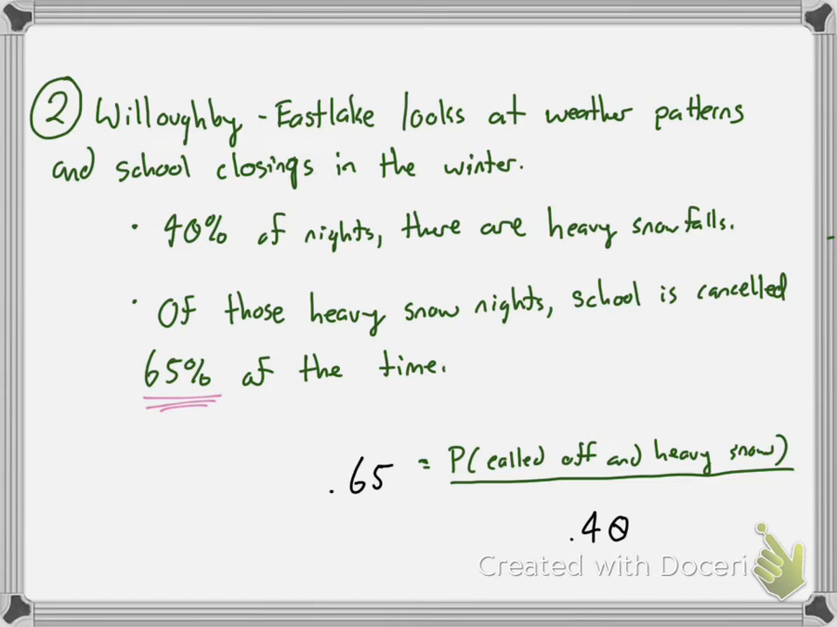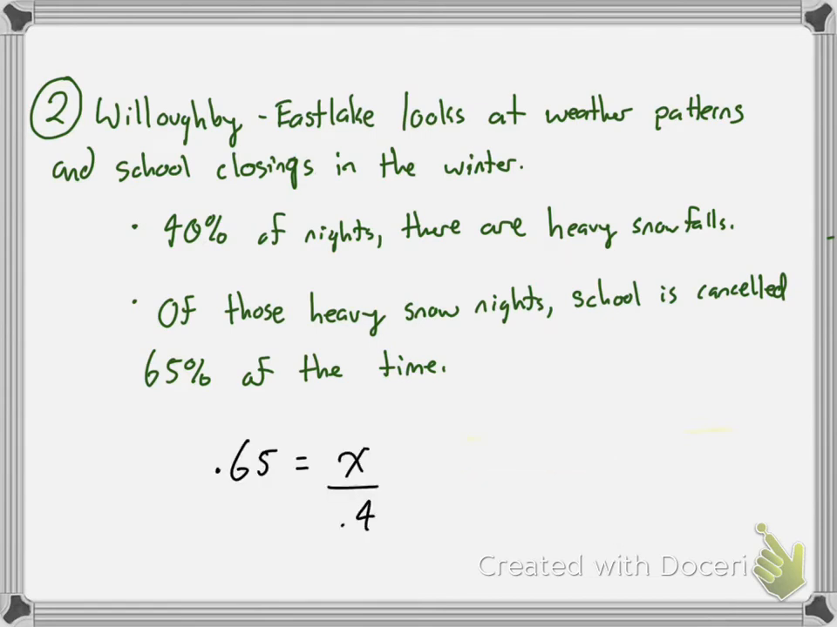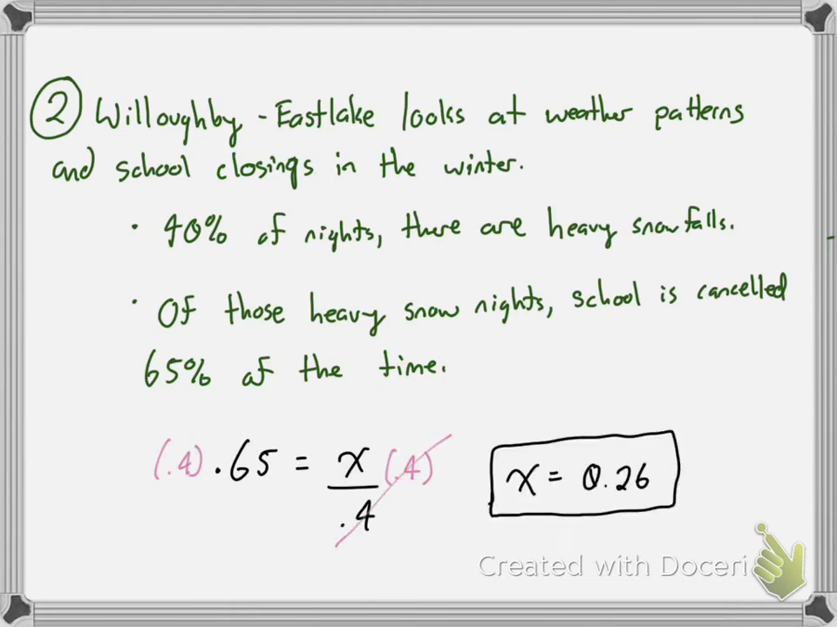For any unknown, like in Algebra 1, I'm going to call this x. And now I have a one-step algebra equation. To solve for x, I'm going to multiply both sides by 0.4. And I get that my missing probability, the probability that school gets called off and there's a heavy snowfall, is 0.26 or 26%.